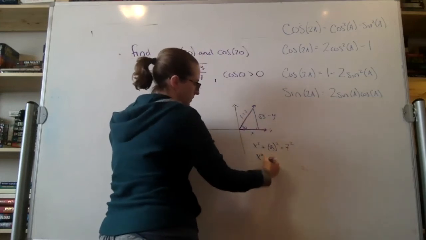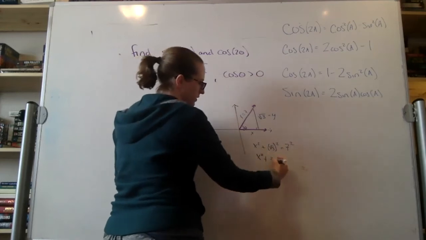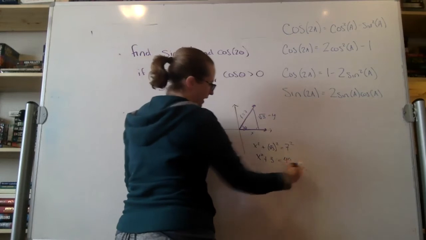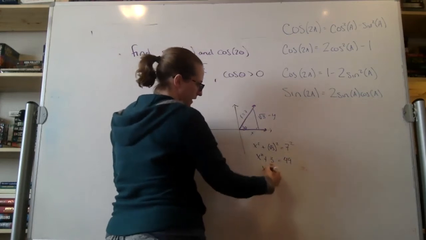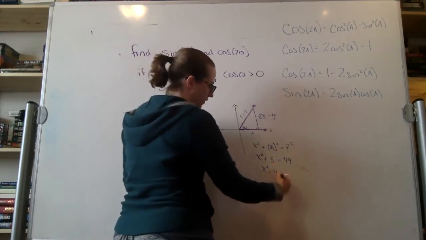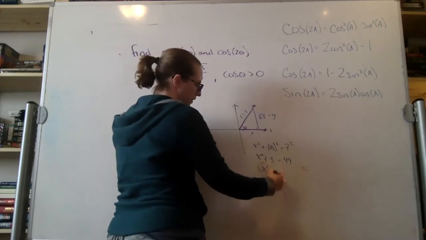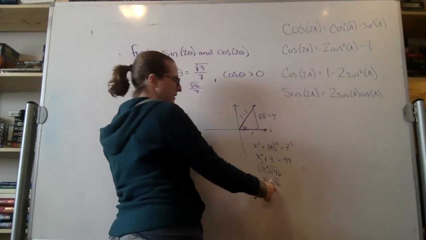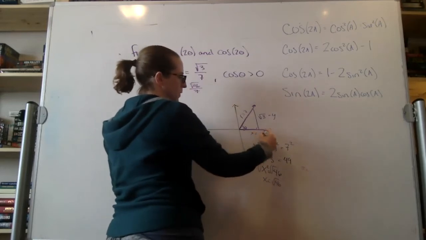So x squared plus the square root of 3 squared, which is 3, equals 7 squared, which is 49. Subtracting 3 from both sides gives us x squared equals 46. Square rooting both sides gives us x equals the square root of 46. Again, it's the positive root because we're in the first quadrant.